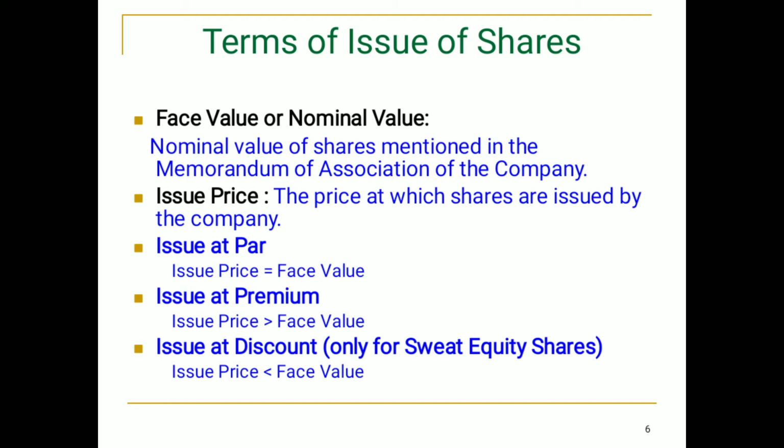The second option is issued at premium. I've already explained this by giving a simple example of rupees 10. So here the share of rupees 10 is issued at rupees 10. Here the share of rupees 10 is issued for rupees 12. This is said to be issued at premium. Your issue price is more than face value. What is the issue price? 12 rupees. What is the face value? 10 rupees. Alright, so that case is to be said as issued at premium.